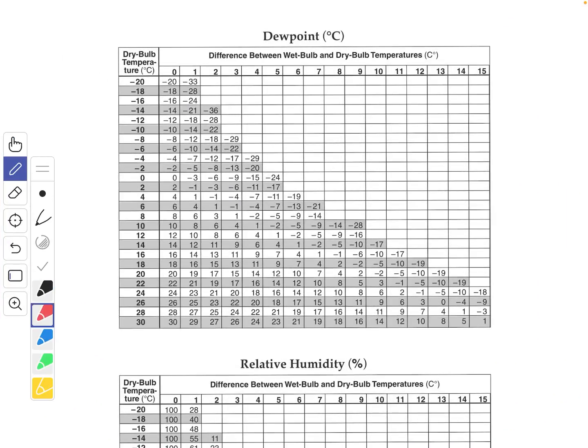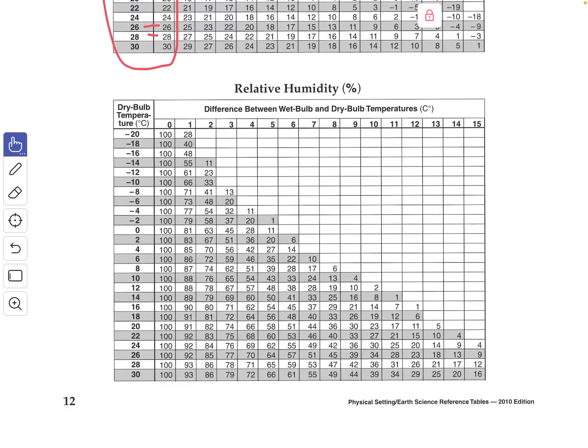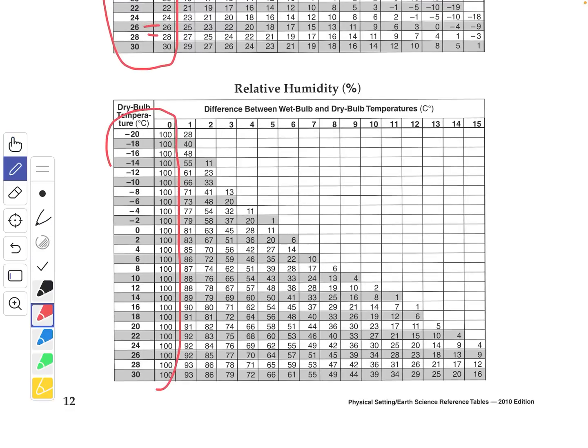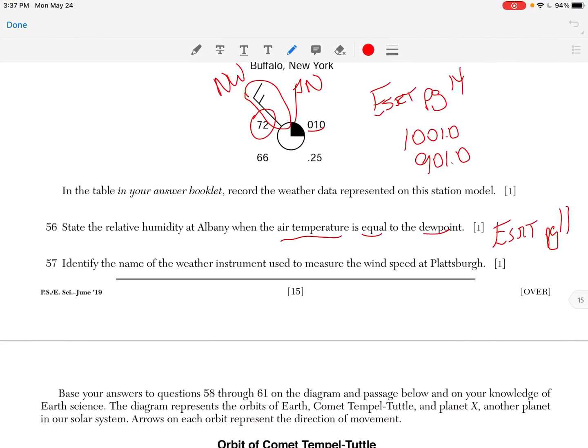The dew point equal to the air temperature. What's true when that's true? Well, if you look here, all of these are indicating that the air temperature is equal to the dew point, meaning 26 equals 26 or 28 equals 28. And when that's true, if we go down to our bottom table, you'll notice that that just means 100% humidity. You'll notice all of these here are 100% humidity. So it's complete cloud cover, 100% humidity. The air is completely saturated, however you want to say it. The answer to this question is 100%. Okay, so that's number 56.